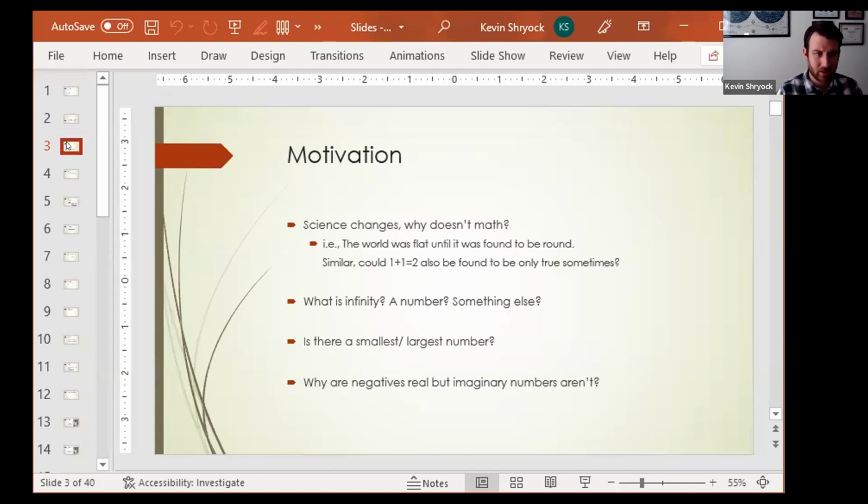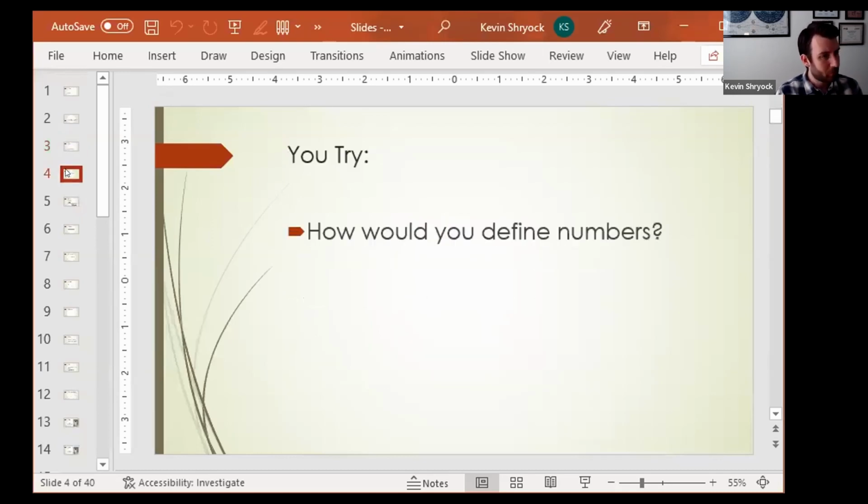Yet I know a whole bunch of math teachers, my colleagues included, who say infinity is not a number, it's an idea. Anybody ever hear that? Give me a nod if you've ever heard that infinity is not a number. Yeah, that's crazy. All numbers are ideas. That makes no sense to me. Why wouldn't it be a number? So we're going to talk about what that is. Is there a smallest number, a largest number? Are negatives real numbers, but imaginary numbers aren't real? We're going to talk a little bit about where that all came from.